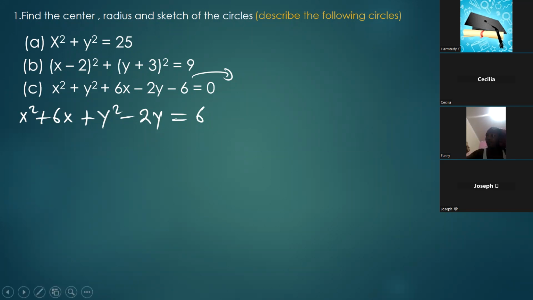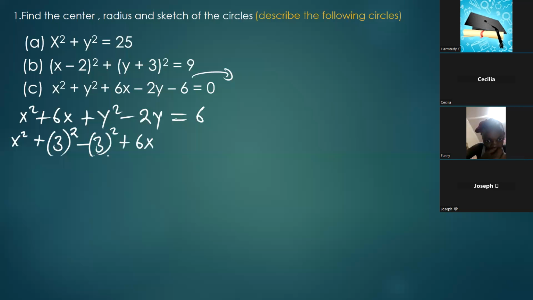Okay, so after doing this, we can now find half of 6x and also half of negative 2. So half of 6x gives us what? Half of 6x is going to give us 3. So we say plus 3, which is half of 6, then we're going to square this. Then we subtract the same thing that we've written here and write plus 6x.